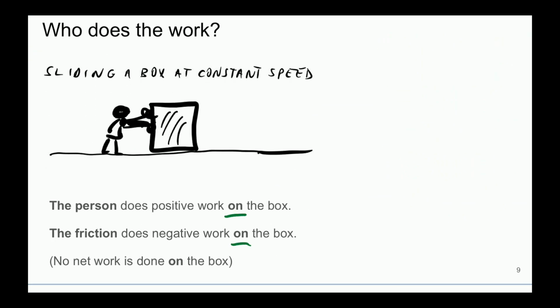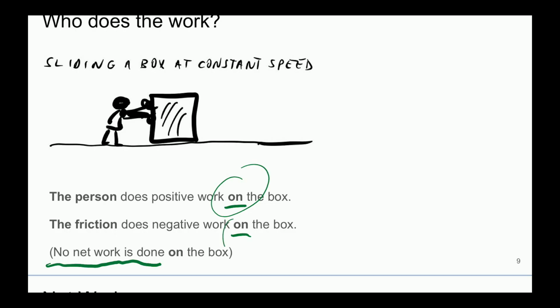Who is doing the work? Well, I am doing positive work on the box, and I emphasize that again, right, or on the piece of timber tech on the table, and friction's doing negative work on the box. No net work is done on the box, right? I did work, so I did work. You can't say I didn't do work. The table did negative work, and if you net those all out, you'll see that no net work was done on the box. It's super important to keep track of these words.